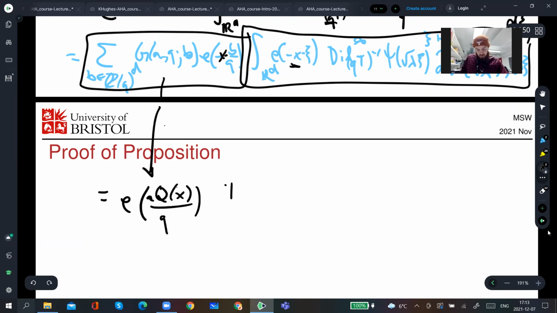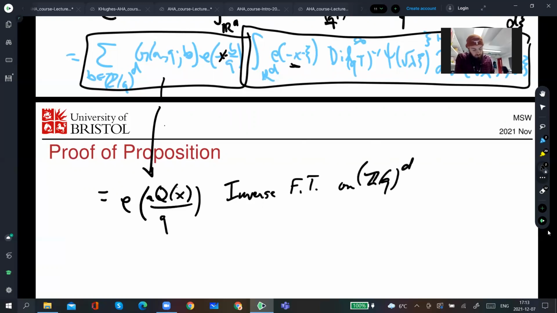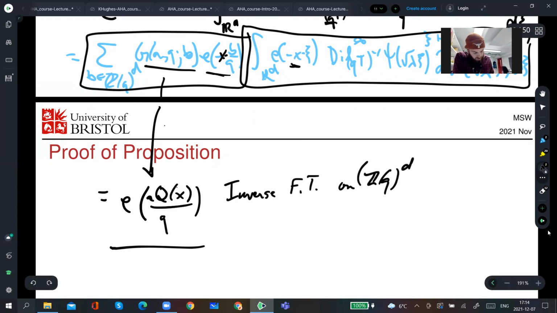This is just an inverse Fourier transform on z mod q to the d. Basically, what you see is when you take the Fourier transform of this, you get the Gauss sum, this on z mod q to the d, and now we've gotten an inverse Fourier transform here, and that just returns you to this right here. Okay, nothing deep is going on there. That's why I'm going to skip over it.